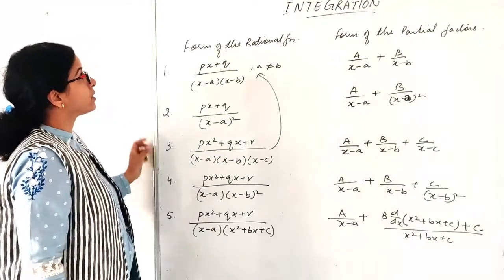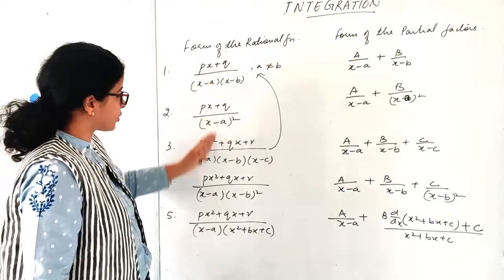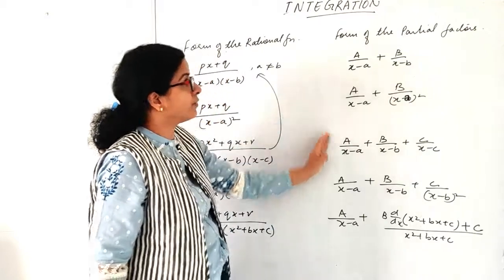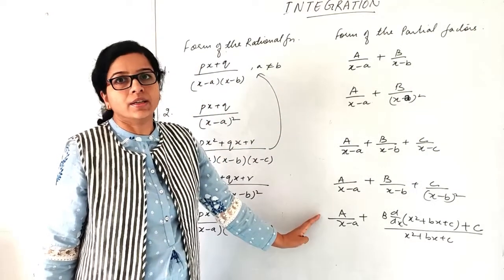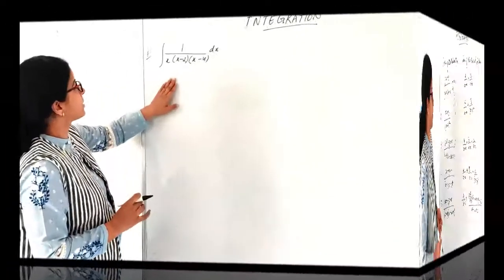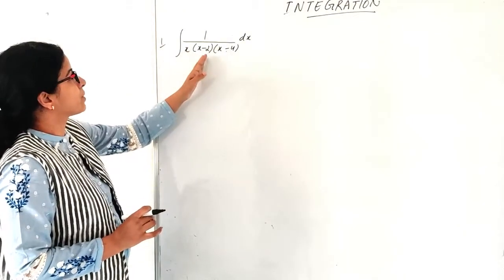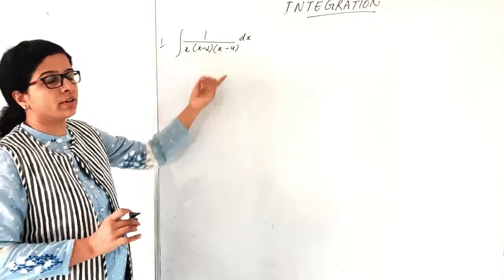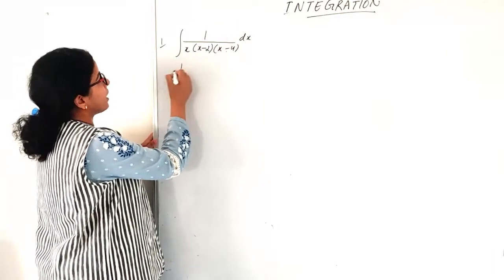Is that clear? So if you have rational functions of this form, we can decompose them into partial fractions of this form. Is it clear? Now let us check an example of each one of them. So let us check this example, integration 1 upon x, x minus 2, x minus 4 dx. See, I have linear factors in the denominator, right? So how can I do the partial fractions of this?